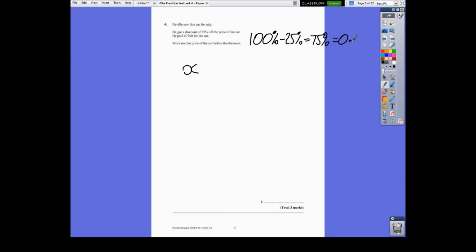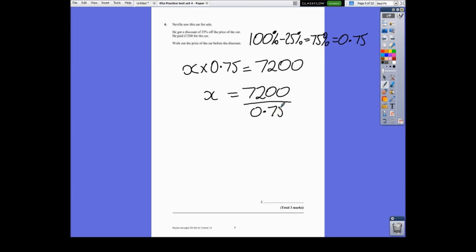And as a decimal, that is 0.75. So if we multiplied the price of the car by 0.75, that would give us what he paid, which is £7,200. To work out the price of the car then, x is being multiplied by 0.75. So if we divide by 0.75, then that would give us the price of the car. So x would be £9,600. Again, using a calculator.